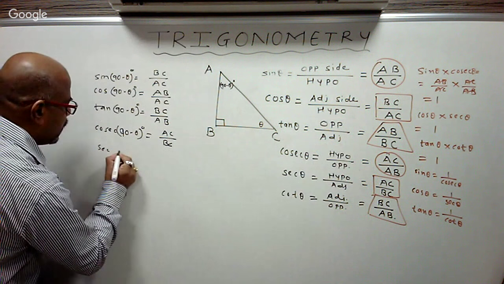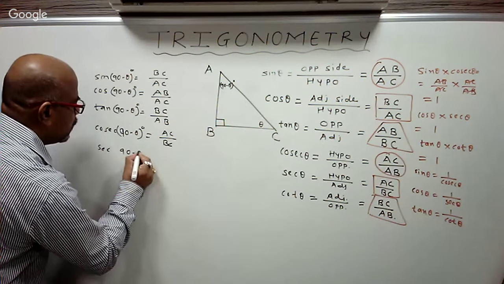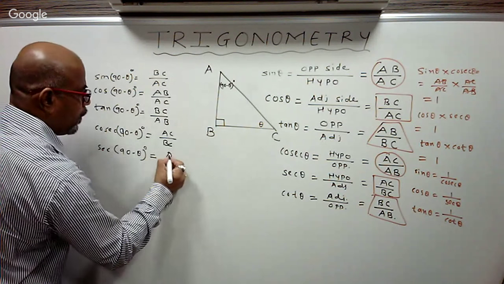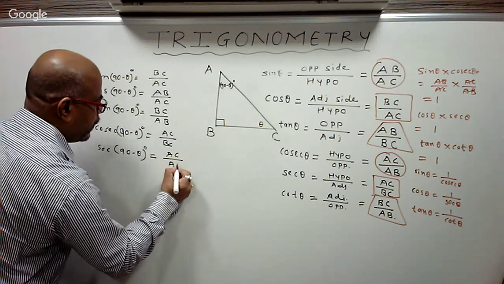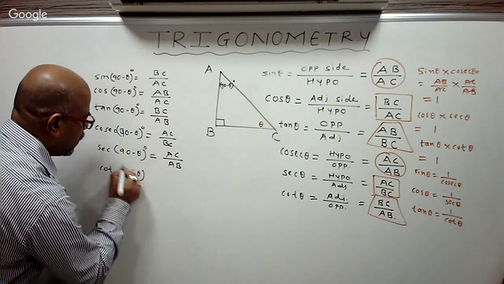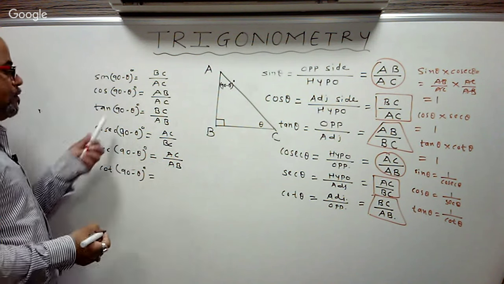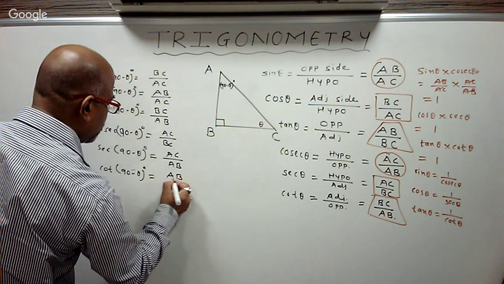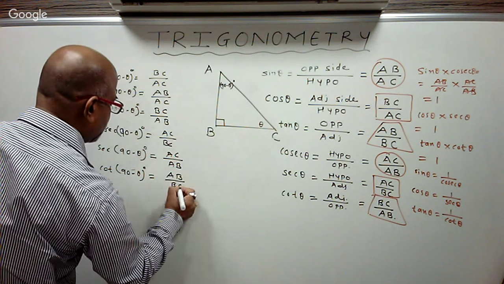Then sec 90 minus theta, same thing, reciprocal of cos, AC upon AB, and cot 90 minus theta, we get reciprocal of tan, that is AB upon BC.